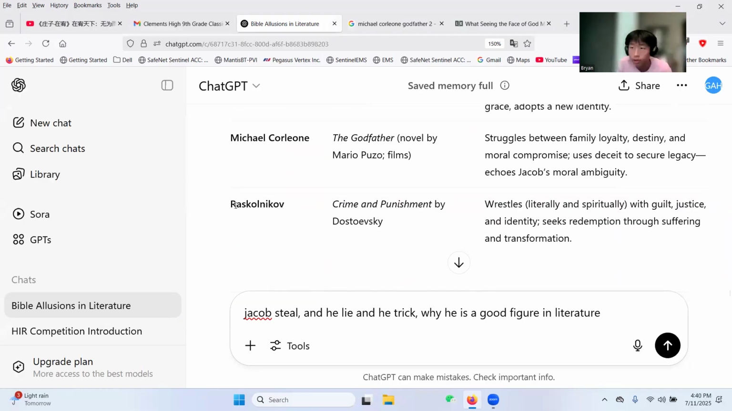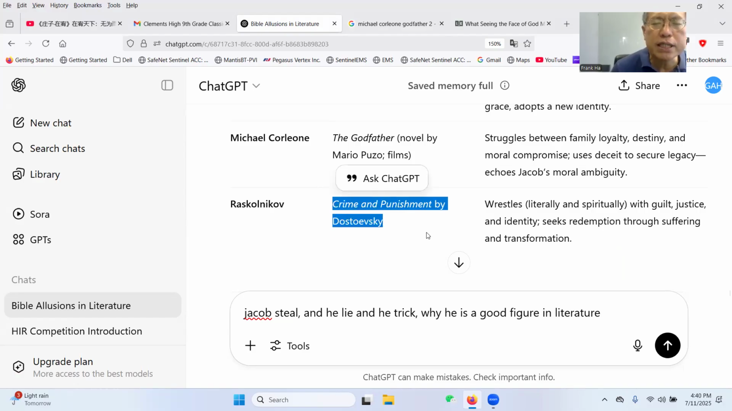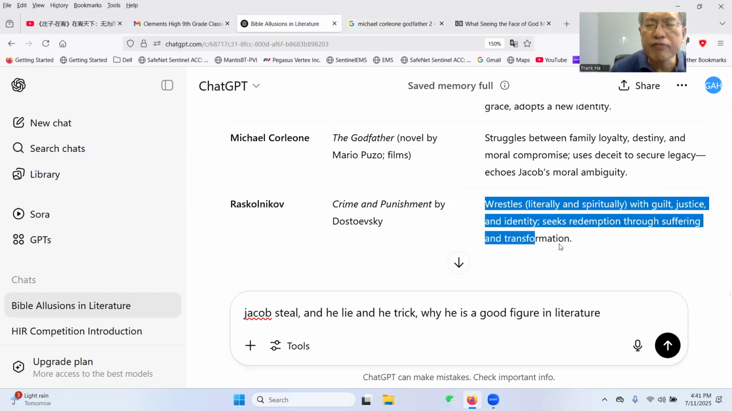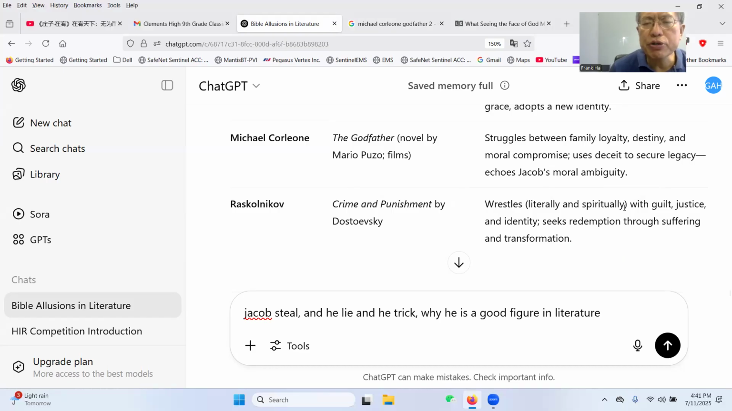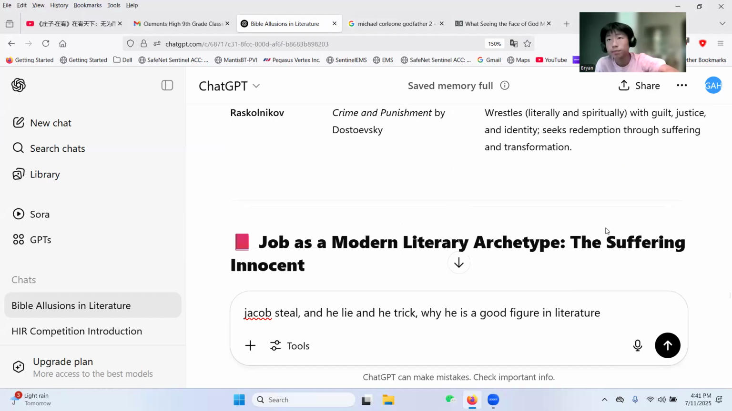Keep on going. Raskolnikov. This is a college student, a law school student like me. Okay, I used to be a law student. Crime and Punishment by Dostoevsky. Dostoevsky, one of the best books ever. You guys are supposed to read that book if you want to study the human psyche, especially Crime and Punishment. This one is the best. It's not easy reading, but you guys are smart enough. Struggles morally and spiritually with guilt because he murdered a Jewish woman who is his landlord, and with identity; seeks redemption through suffering and transformation.